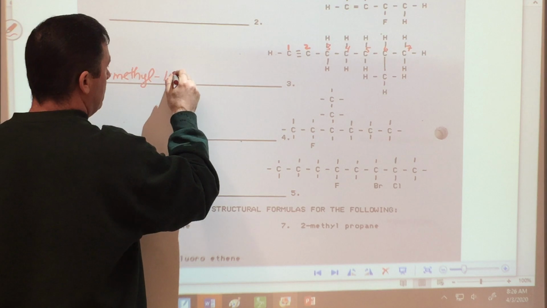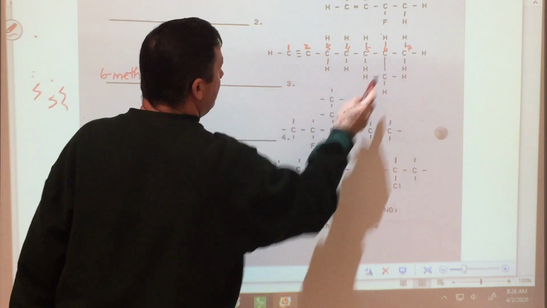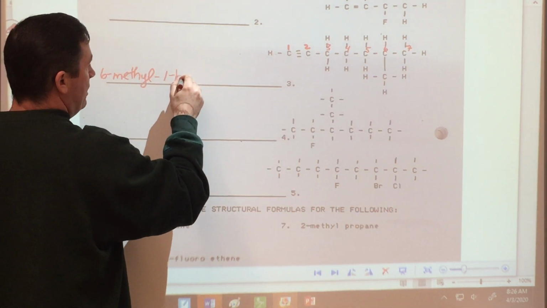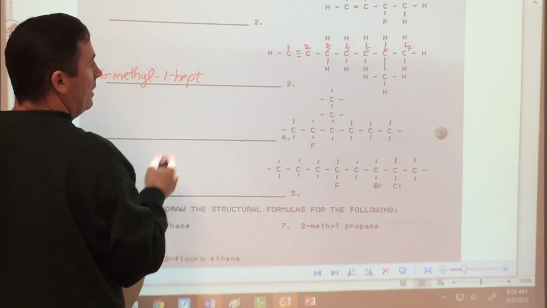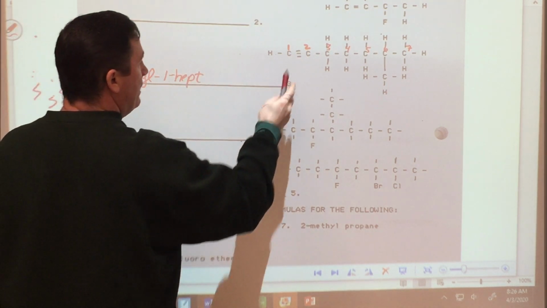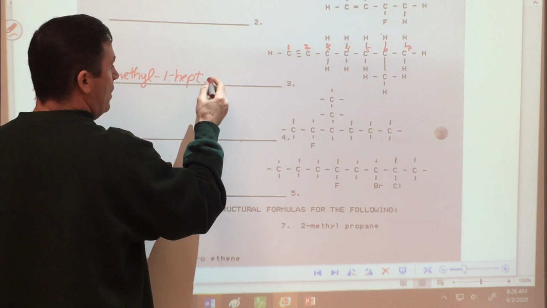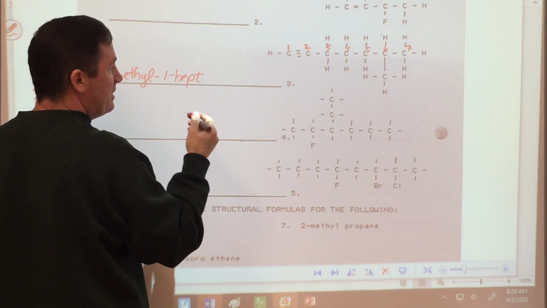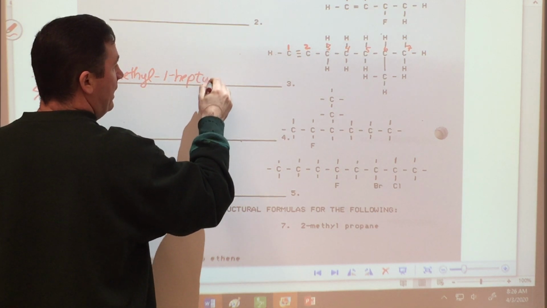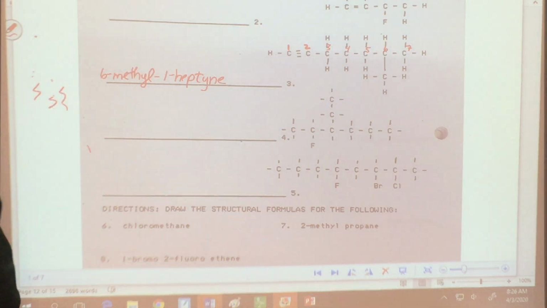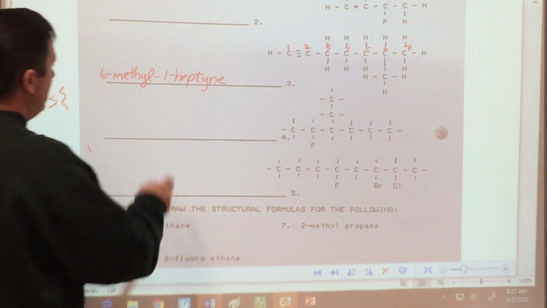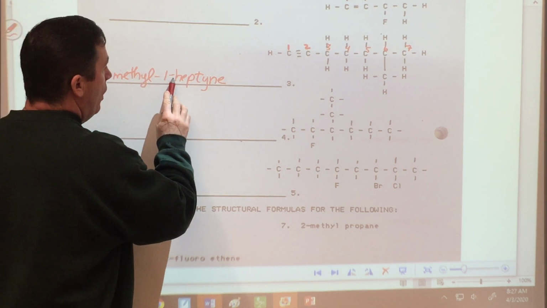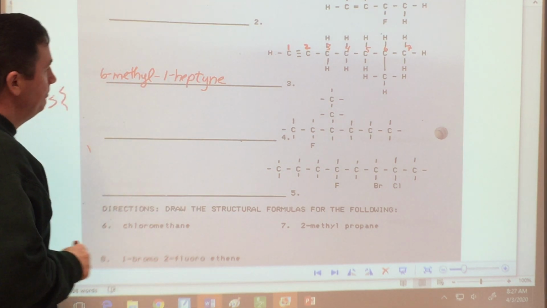How many are there? 7. That's hept. And what is my bond? It's a triple bond, so it's not heptane, it's not heptene, it is heptyne. 6-methyl, 1-heptyne. Again, this could be 6-methyl, hept 1-ine.